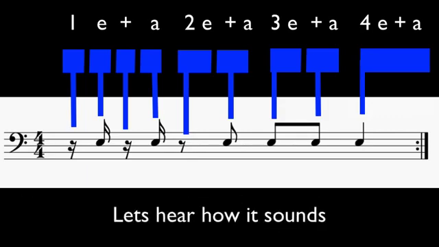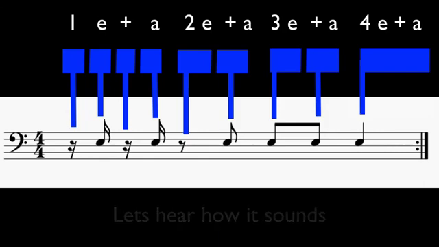Let's hear how it sounds. As we did before, I'll count the semiquavers over the top and clap the rhythm to show you how it will go. 1 E and A, 2 E and A, 3 E and A, 4 E and A, 1 E and A, 2 E and A, 3 E and A, 4 E and A, 1 E and A, 2 E and A, 3 E and A, 4 E and A.